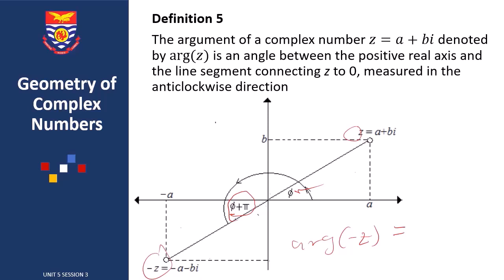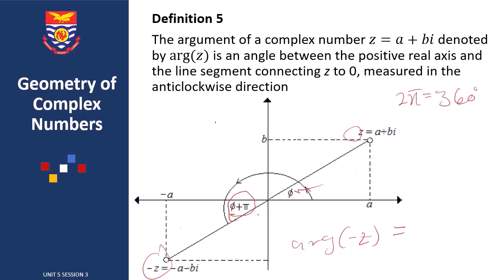Angles are measured in degrees or radians. You agree with me? So when I say 2 pi, you know it's equivalent to 360 degrees. 2 pi is actually equivalent to 360 degrees. I think you agree with me.